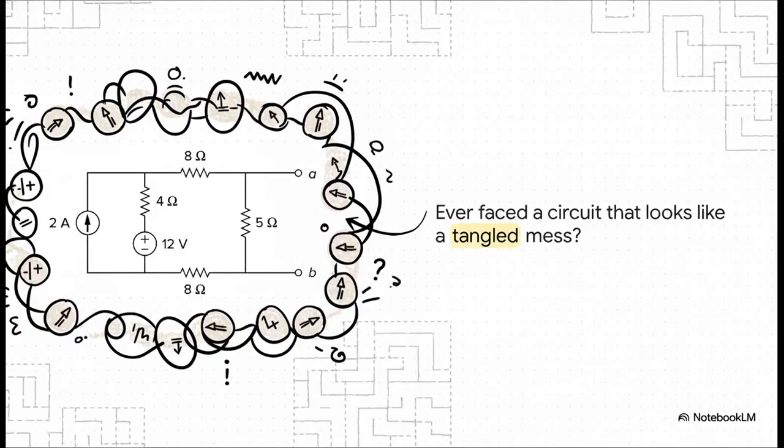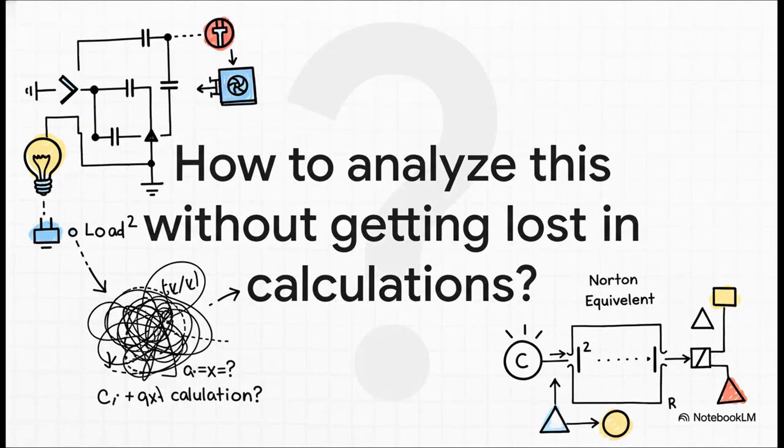I mean, just look at this thing. What a mess, right? You've got current sources, voltage sources, resistors everywhere. Trying to figure out what's happening at those two little output points, A and B, seems like a nightmare. And here's the real kicker. What if you want to connect something new to it? A new motor, a different sensor, whatever.